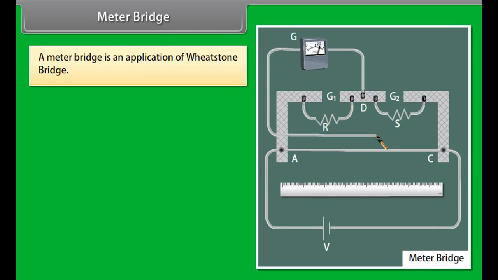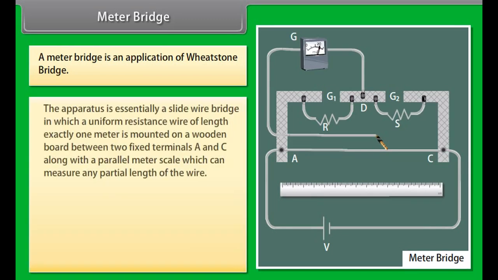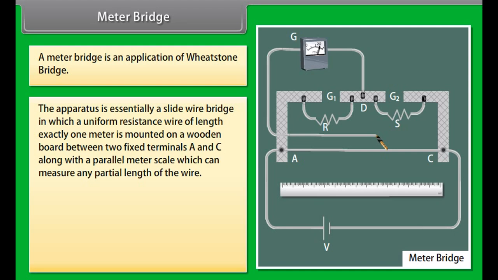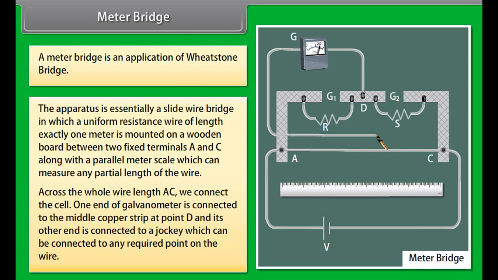Meter bridge. A meter bridge is an application of Wheatstone bridge. The apparatus is essentially a slide wire bridge in which a uniform resistance wire of length exactly 1 meter is mounted on a wooden board between two fixed terminals A and C, along with a parallel meter scale which can measure any partial length of the wire. Across the whole wire length AC, we connect the cell.